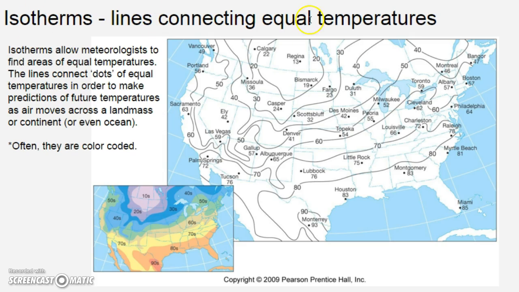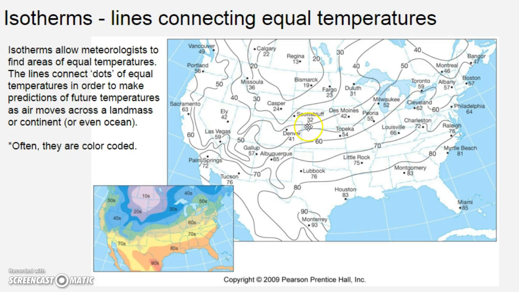Isotherms. These are lines connecting equal temperatures. An isotherm allows a meteorologist to find areas of equal temperatures. The lines connect dots of equal temperature in order to make predictions of future temperatures as air moves across a landmass or a continent or even an ocean. Often they are color-coded. If we convert this into a color map, this would be your colored isotherm map.